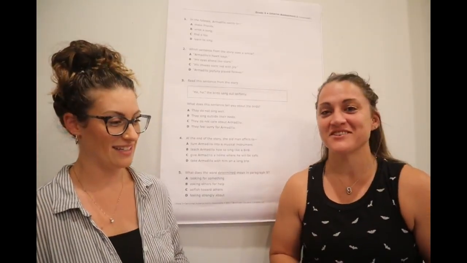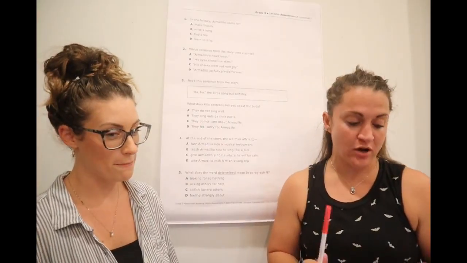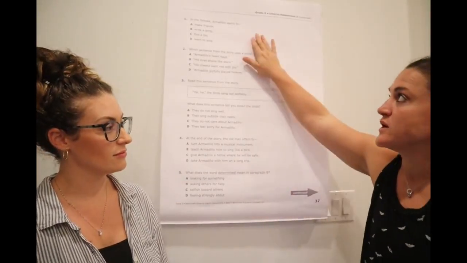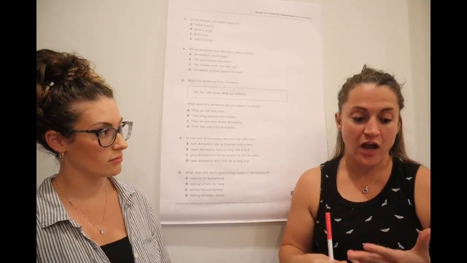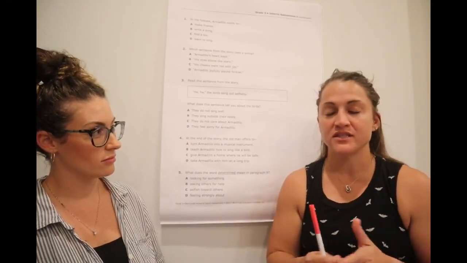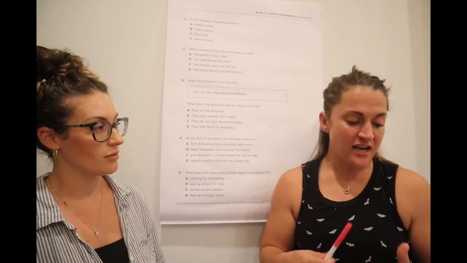So we're using the literature text first. We're going to do the informational second, but the story is Armadillo Sings, and it's a Native American folktale. So in the folktale, the armadillo wants to... So that's the first question. It's kind of making them think about the whole story, and it's a short passage, but what is the armadillo wanting to do? And it's kind of a right there question.